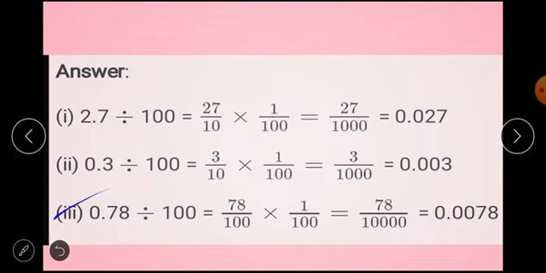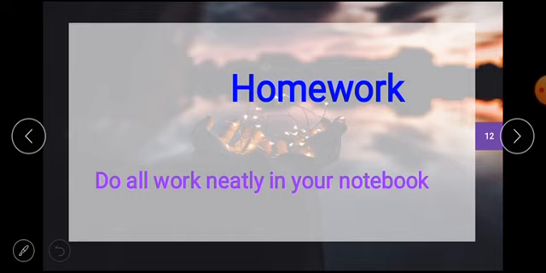Look at one more part, 0.78. After removing the decimal, you can write 78 upon 100. And 100 upon 1 means you will write 1 upon 100. And this division changes into multiplication. So 78 upon 10,000. You are getting 10,000 with 4 zeros here. It means you need 4 digits after the decimal. So you will put 2 zeros before 78. So this is your answer, 0.0078. So it's a very easy exercise and you can do all these sums very easily. First, you have to keep one rule in your mind while you are doing the sums of divisions.